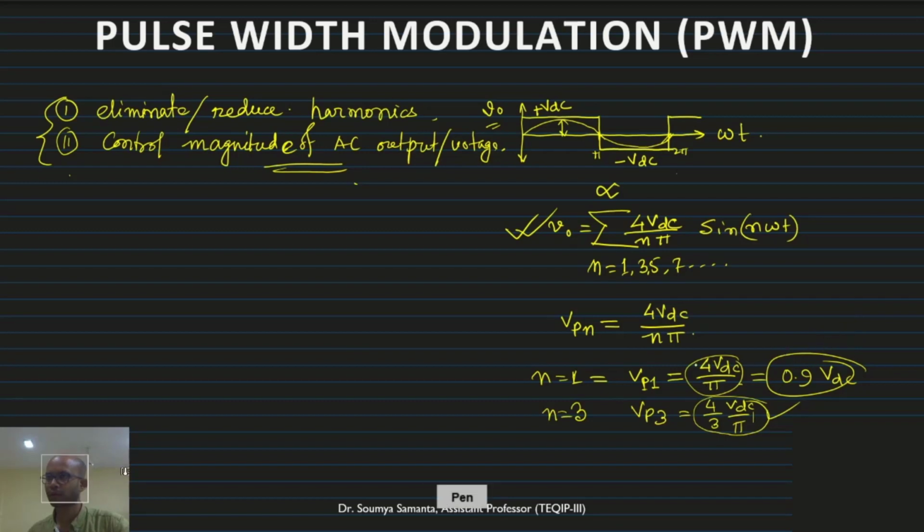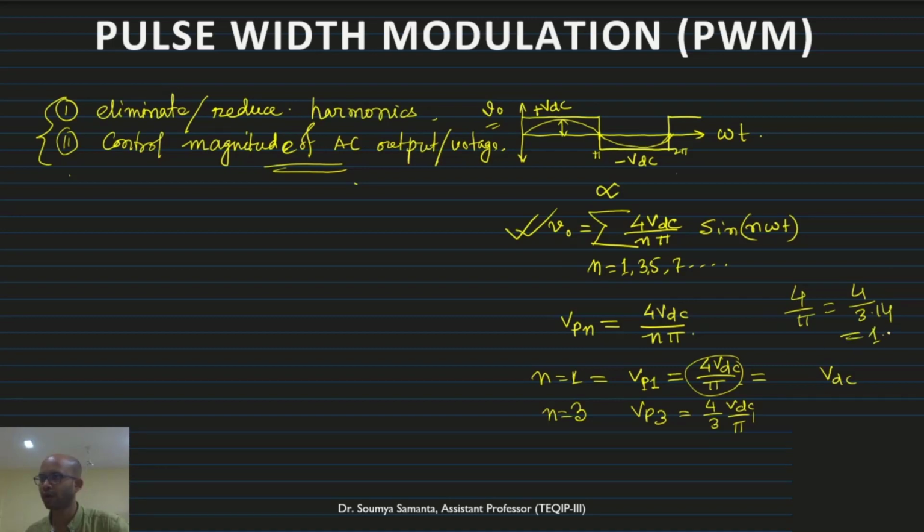This is 4 by 3, not 0.9. This is not 0.9, it is 4 by pi. So this is 4 by 3.14, so that is not less than 1. That will be around 1.2. So this will not be less than 1. This will be around 1.2.